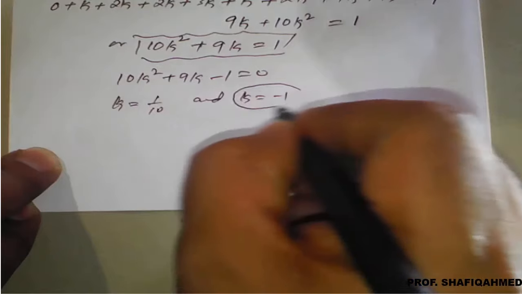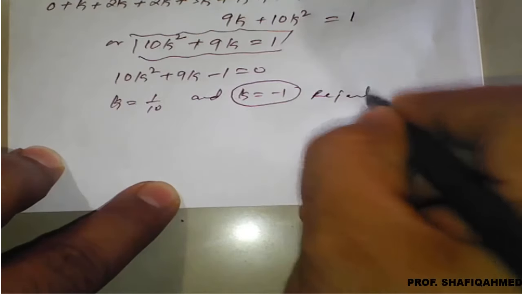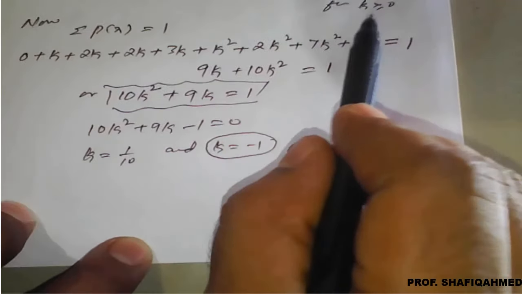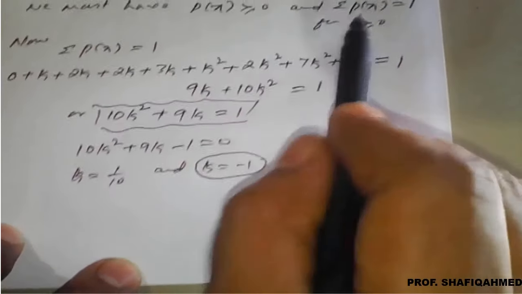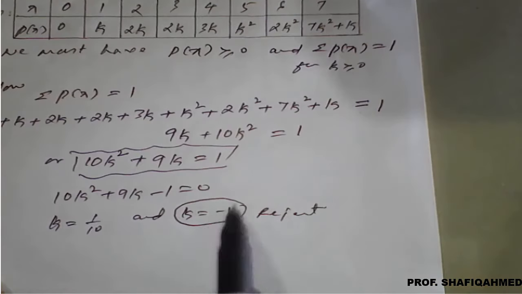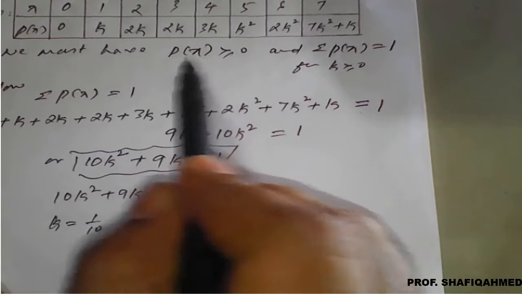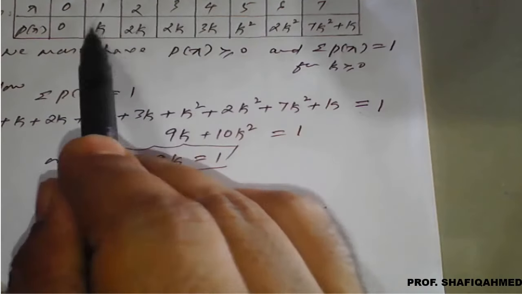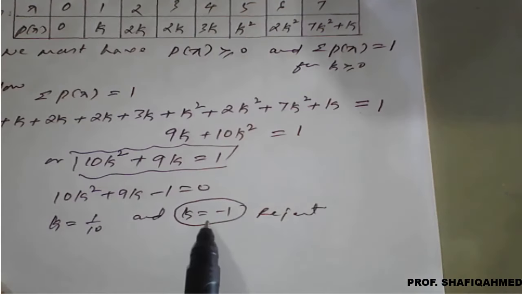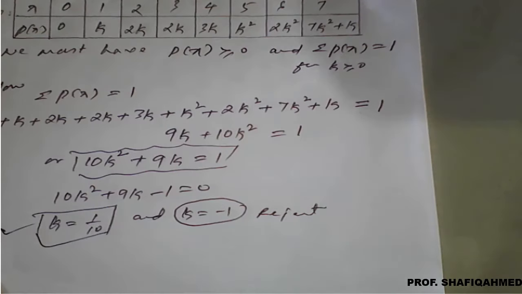This minus 1 we will reject, because we want k to be positive. If k is positive, then these two conditions are satisfied. If k is negative, so always remember, when you replace the value of k, p of x should be greater than or equal to 0, meaning all values of p of x should be positive. Therefore the negative value of k will be rejected. We have to pick only the positive value of k in such cases.